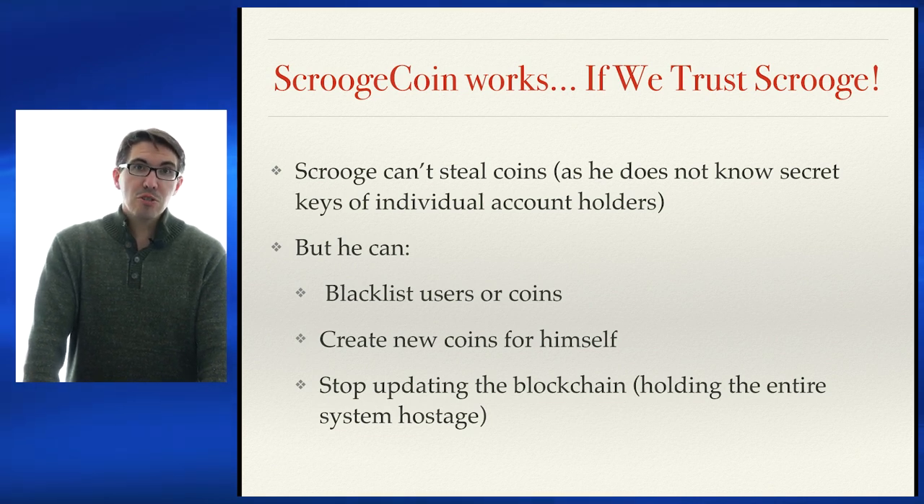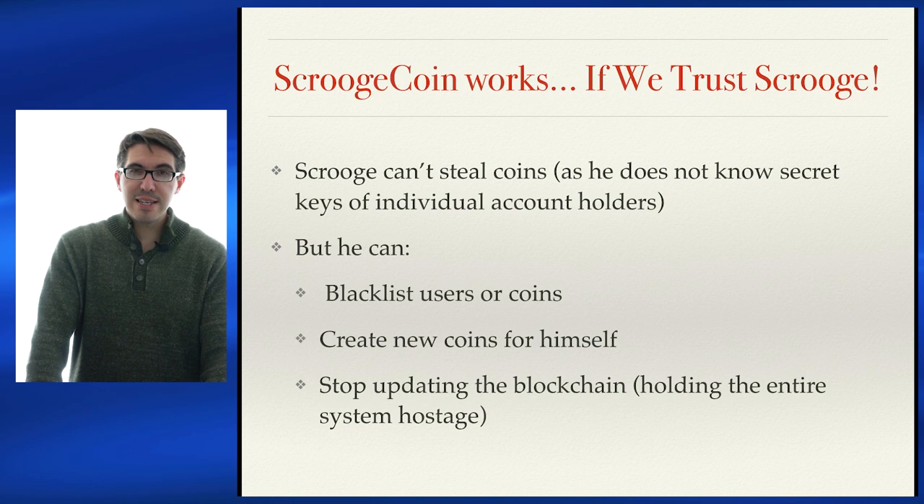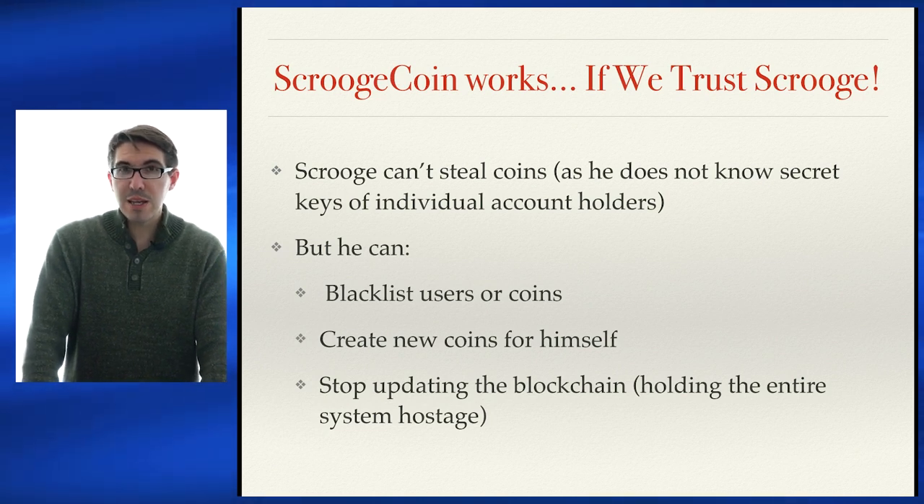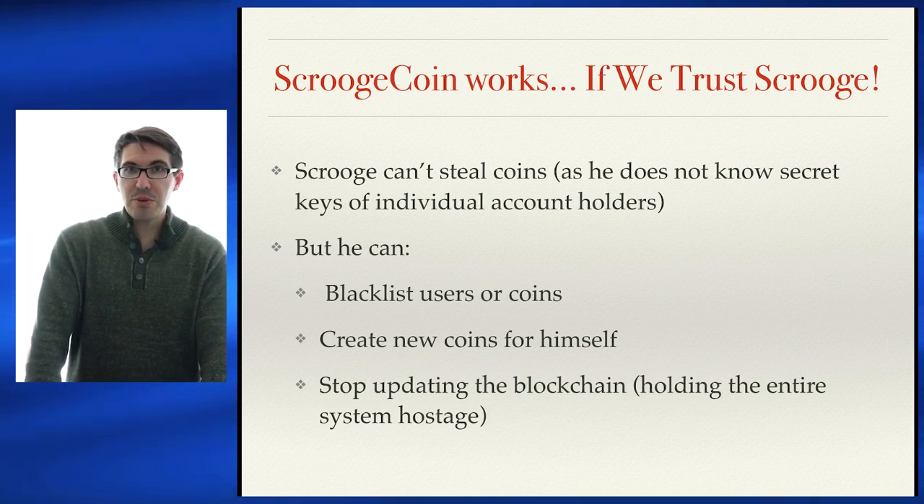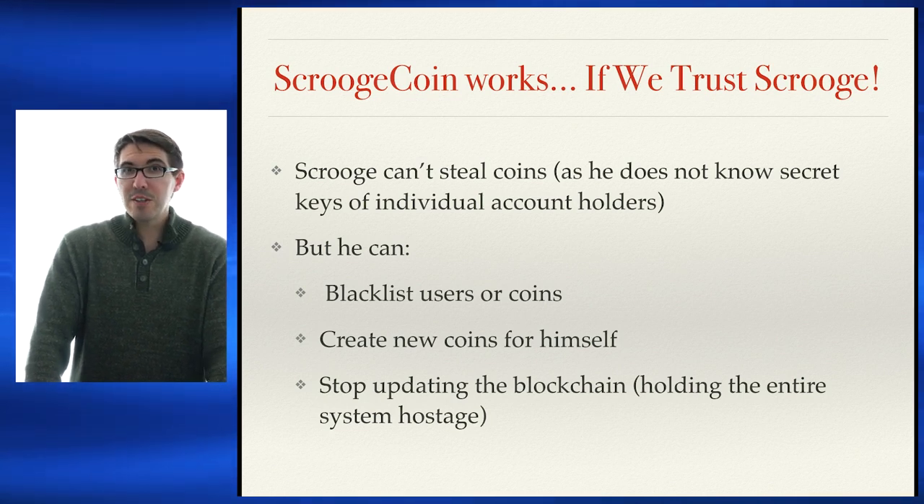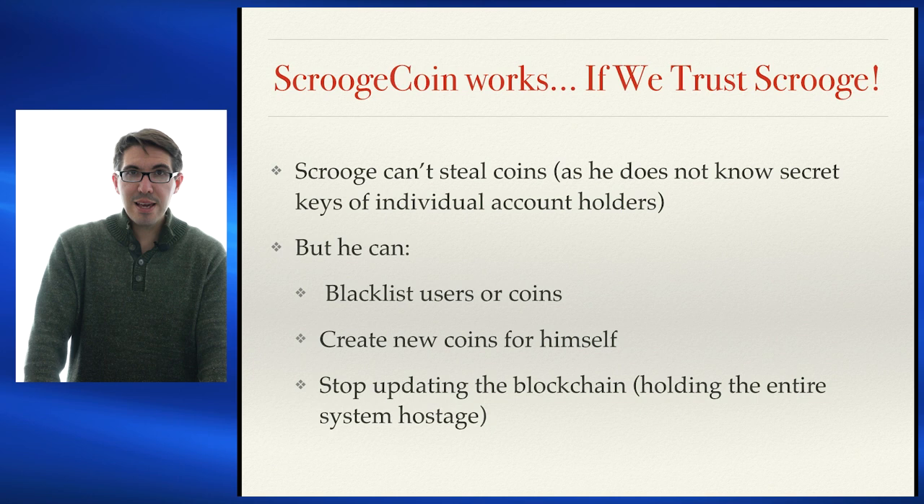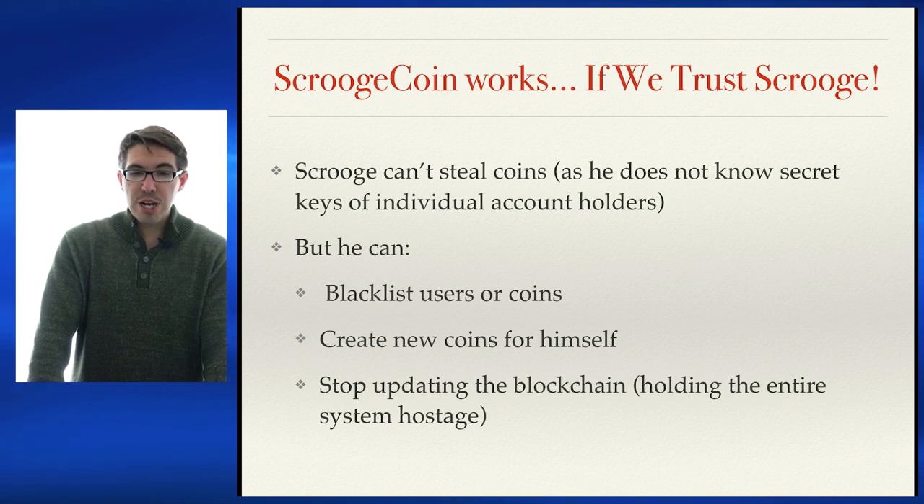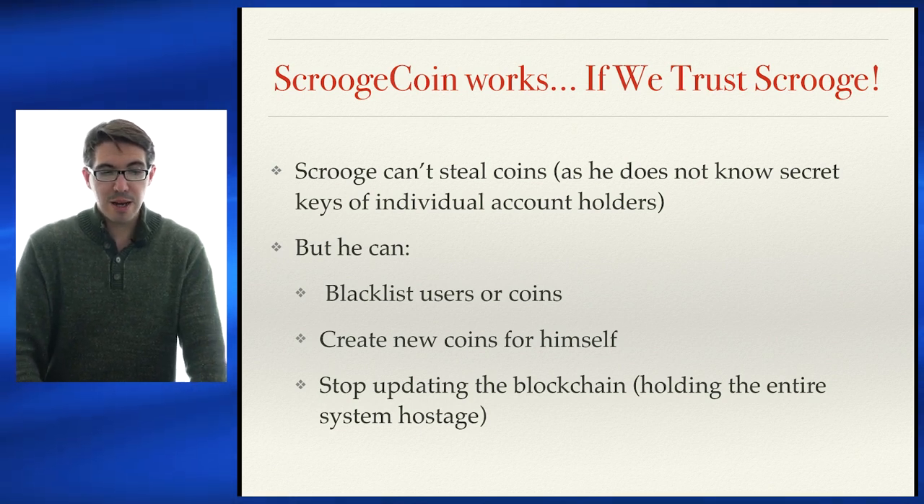Scrooge can blacklist users. That is, he can say, any coins that go to this public key, I am no longer going to write down any transactions that they do. Or even a specific coin. If Scrooge thinks that a particular coin isn't valid, or doesn't like it, he can say, I'm not going to include any transactions including this coin ever again. Scrooge can generate new coins for himself, just as Goofy did, and there's no limit on the number that he can produce.